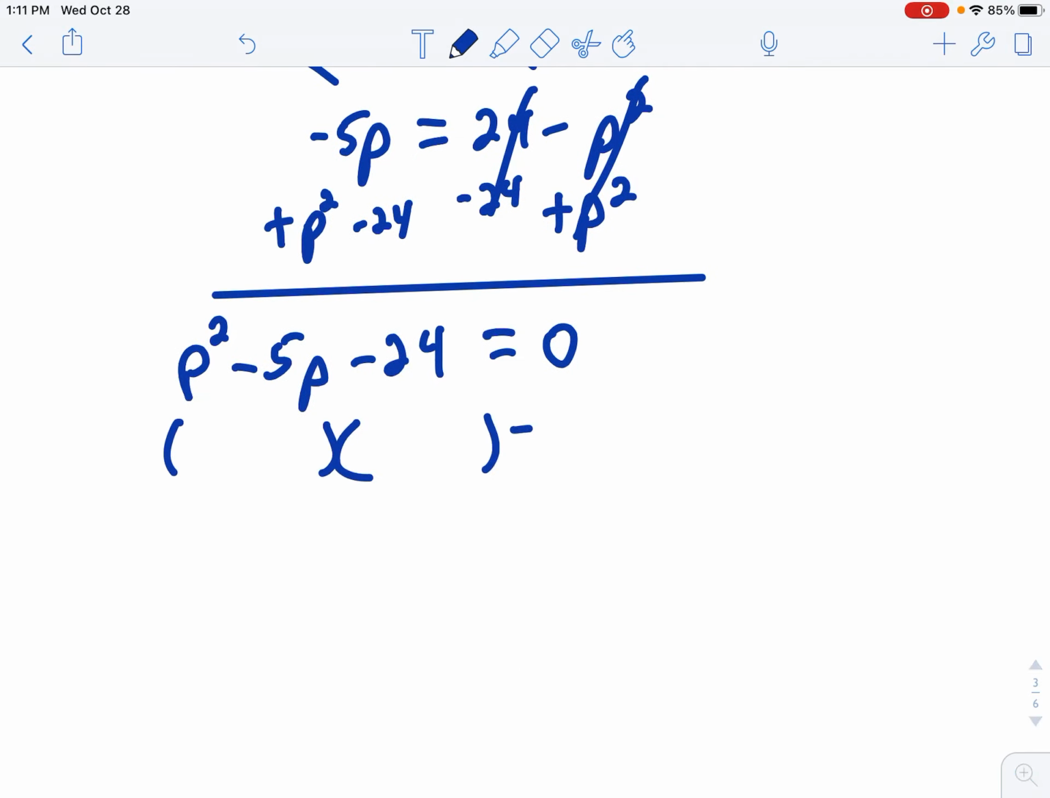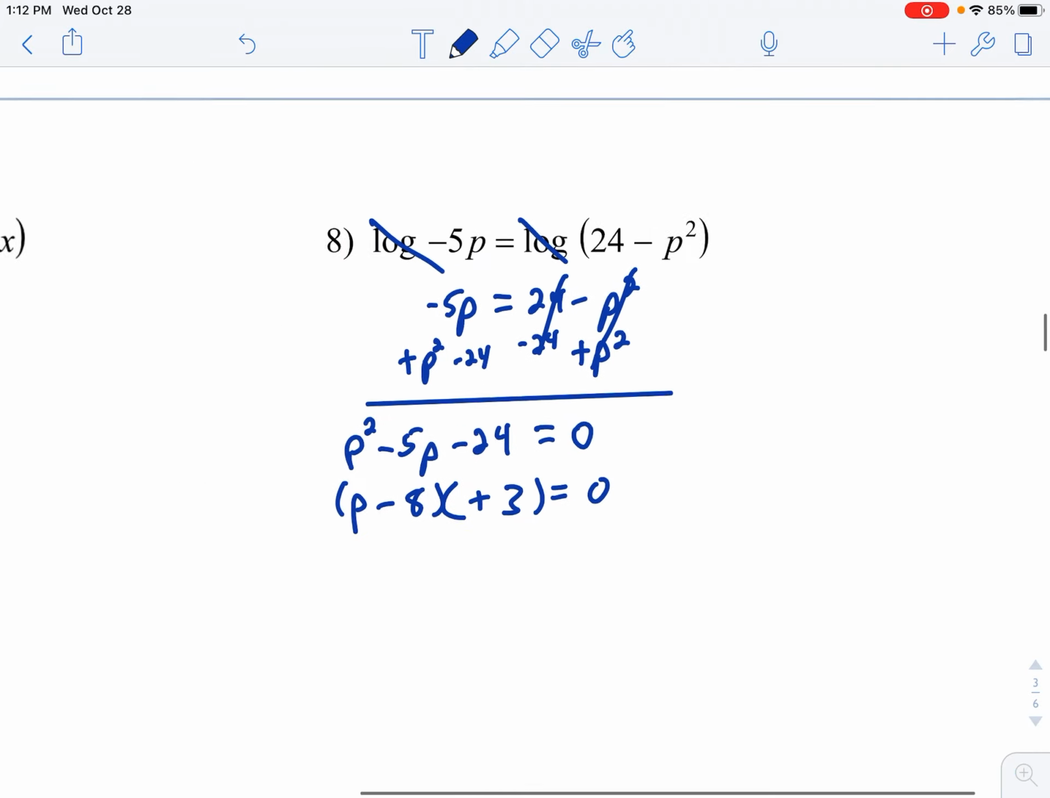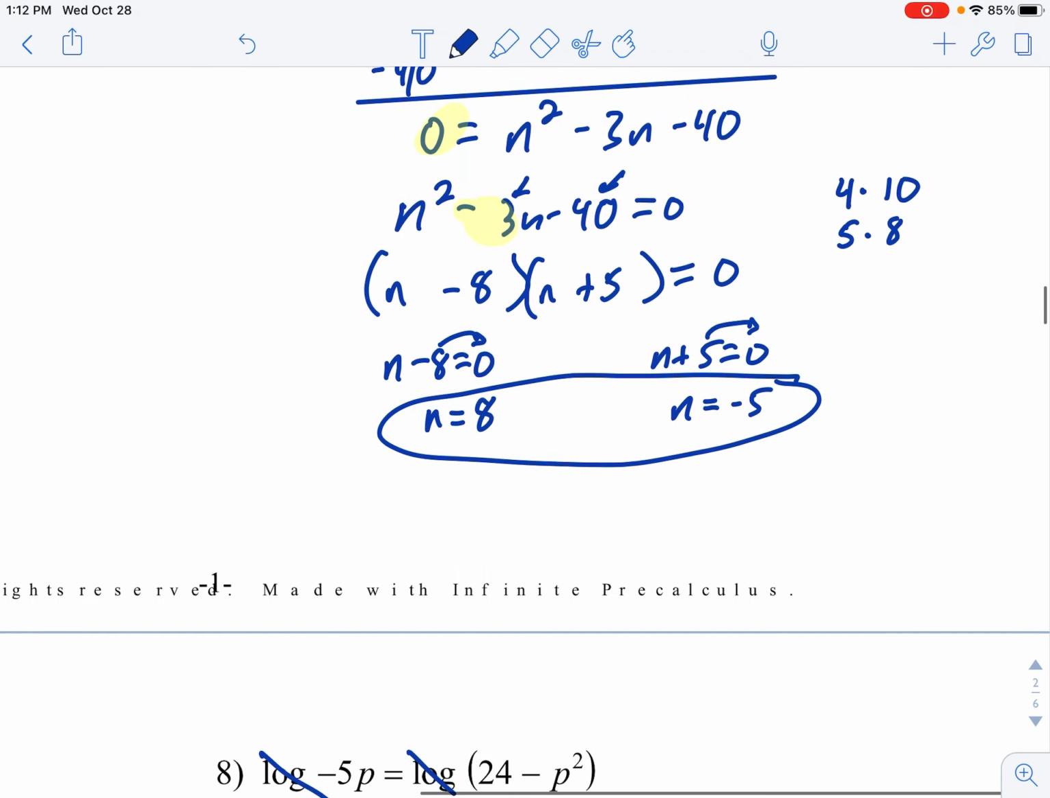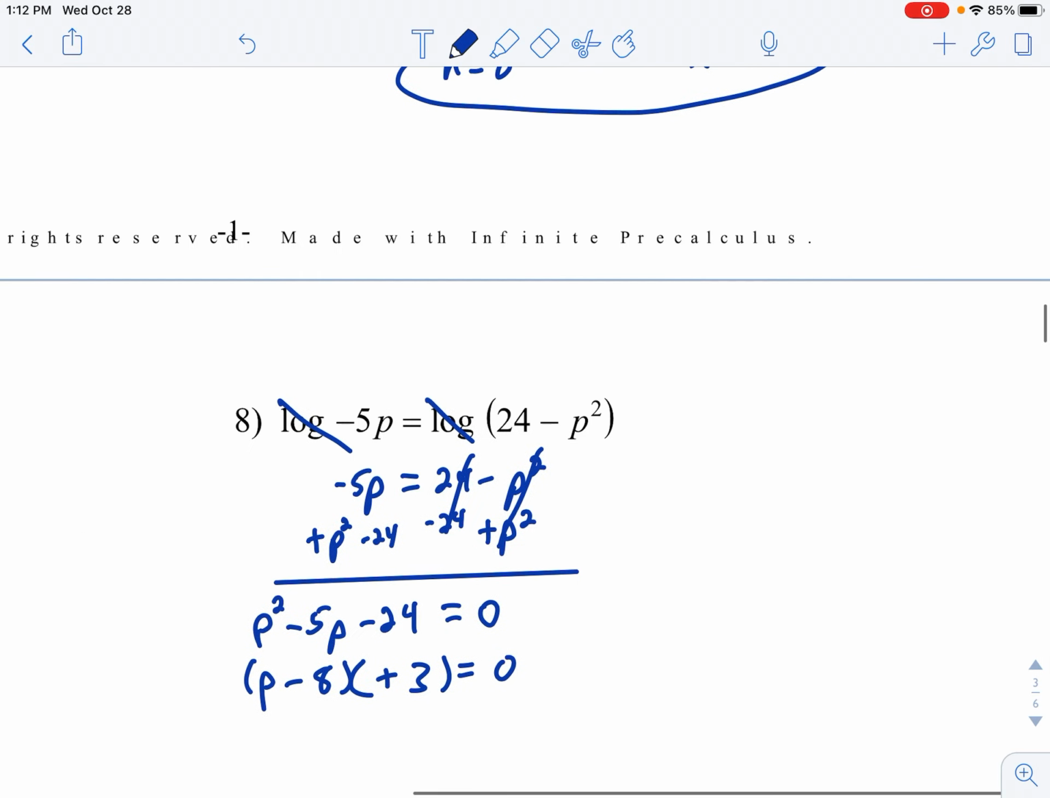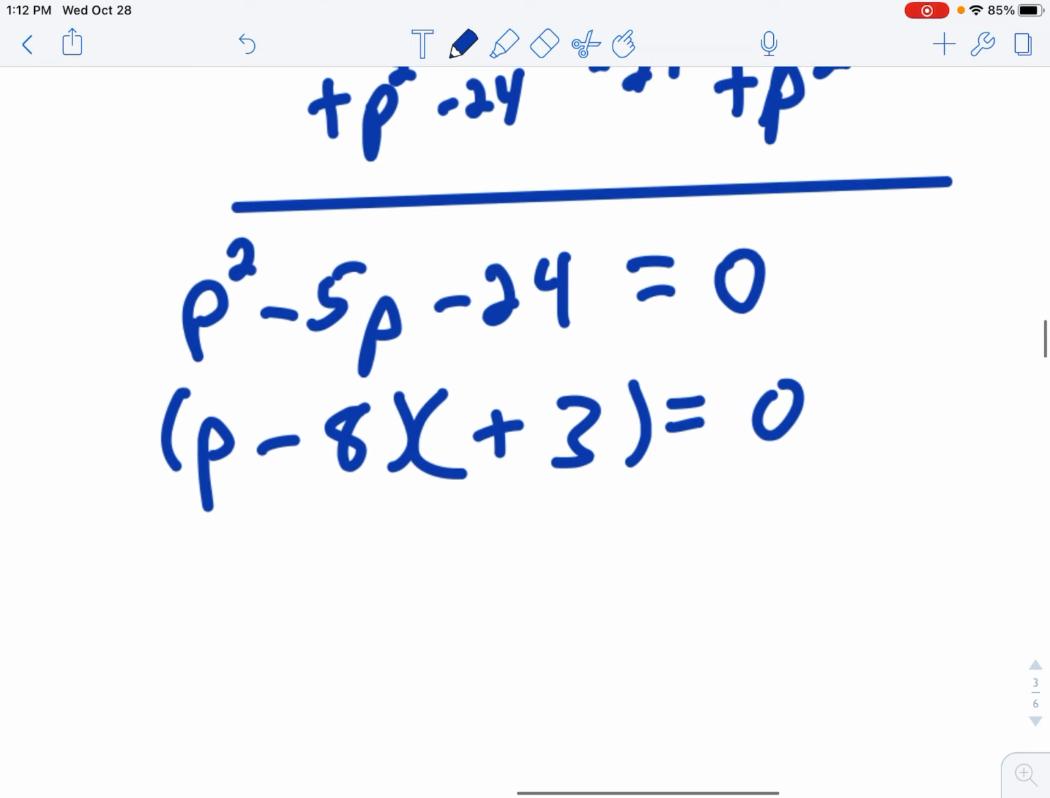Factor this, p. Now, what multiplies to 24 and adds up to 5? Oh, geez, it's just like the last problem. It's 8 and 3. That's just a coincidence. Negative 8 times positive 3 is negative 24, and it adds up to 5. Oh, the other one was 40, but still 8 times 5, 8 times 3. It wasn't the same. I'm dumb. Okay.